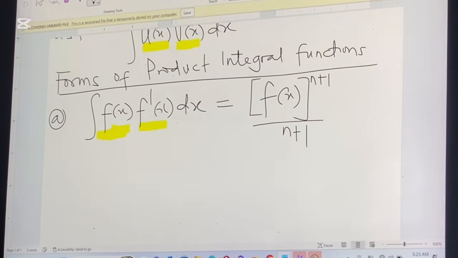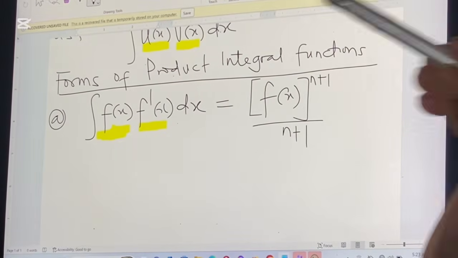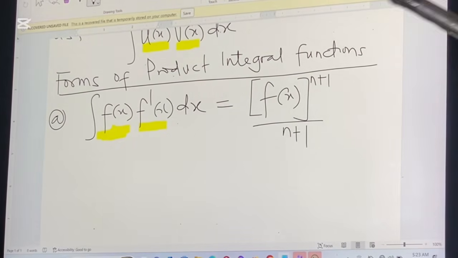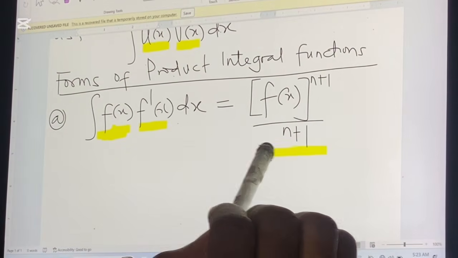What does it mean here, class? If you have a product integral function, when you differentiate the function and it's a reflection of the next function, we integrate that using this format here.